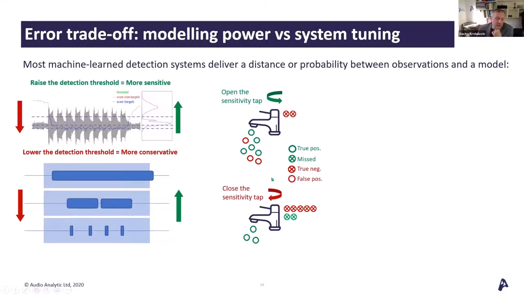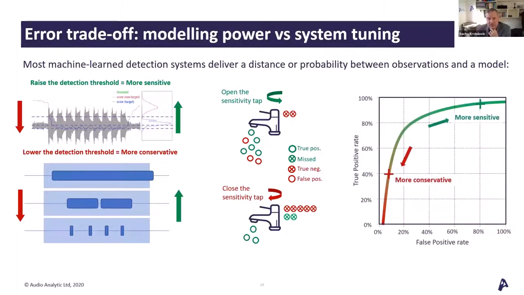If you make your system more conservative, so you close your sensitivity tap, you are going to reject more of the false positives, okay, you're going to make fewer false positives, but you might also have more misdetections. So there is perpetually that trade-off between false positives and misdetections in detection systems. You can model that with a curve, which is called the ROC curve, receiver operating characteristic curve, okay? And so when you open or close your tap, you are actually moving along that curve, okay?